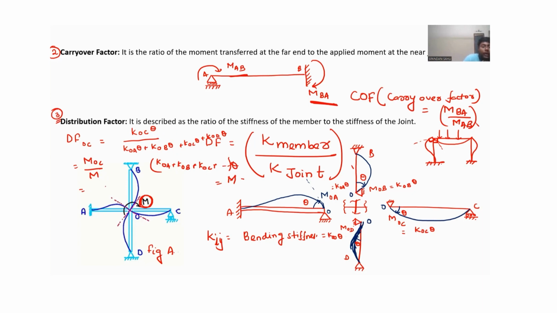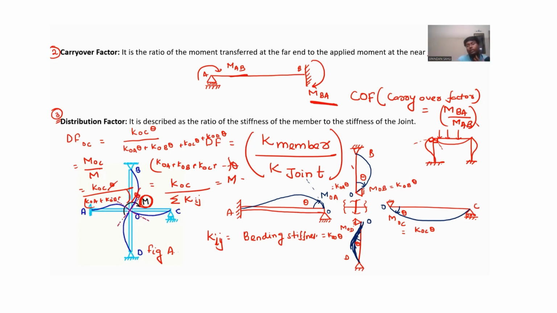So if you take out theta common, it will be KOC by KOA plus KOB plus KOC plus KOD into theta. When you cut theta and theta, it will be KOC by summation of Kij, where ij represents the near end followed by far end for each member joined to that near end node.